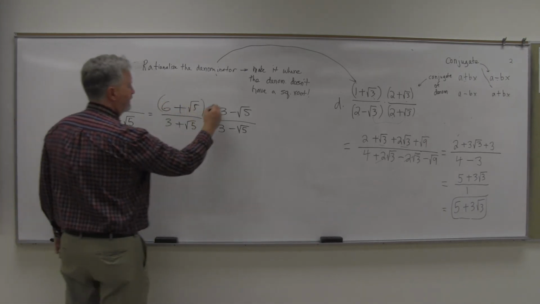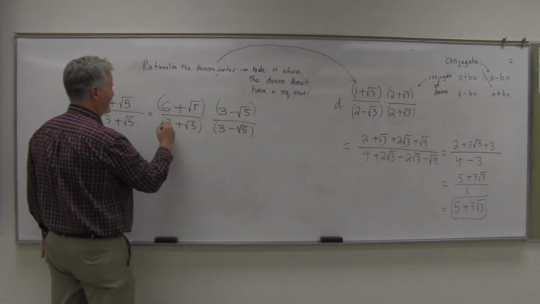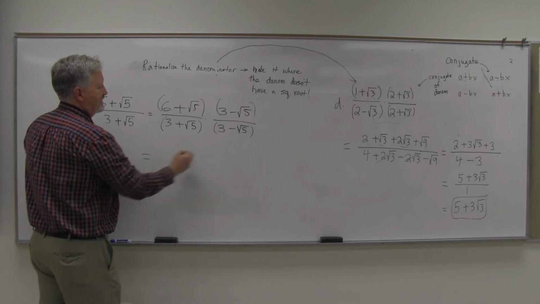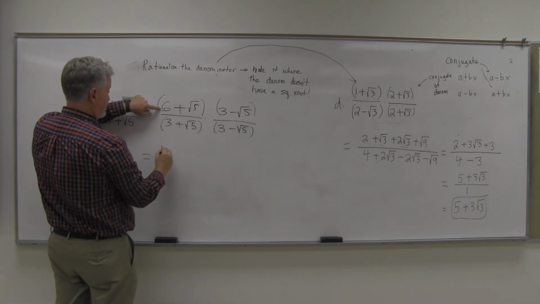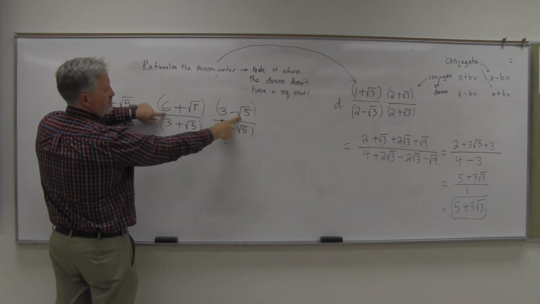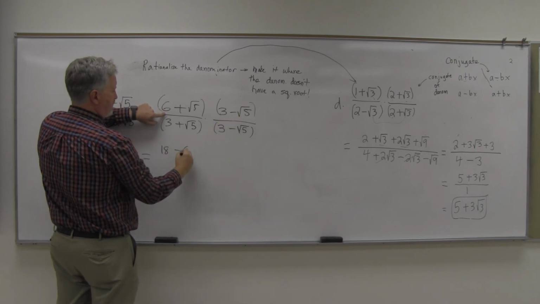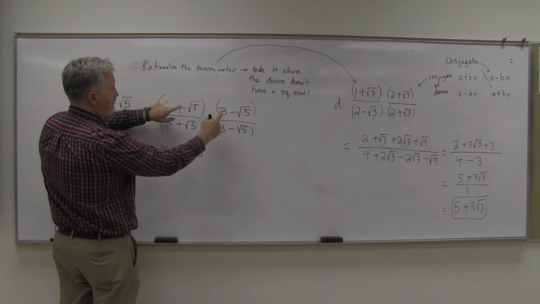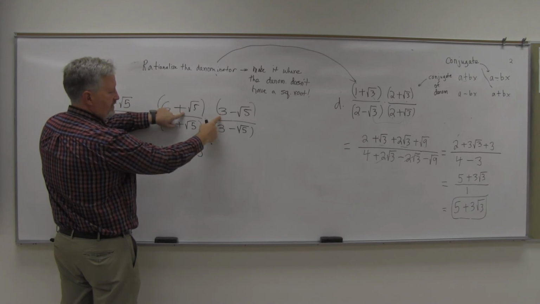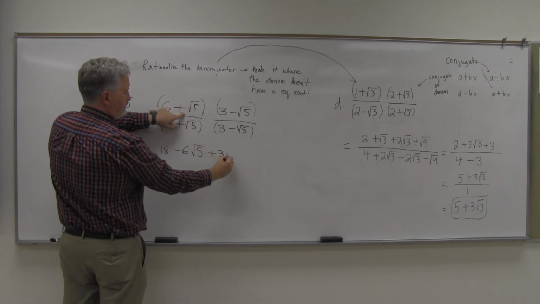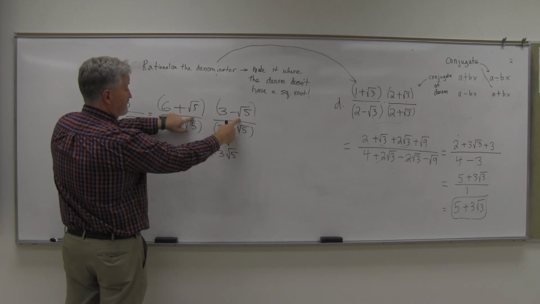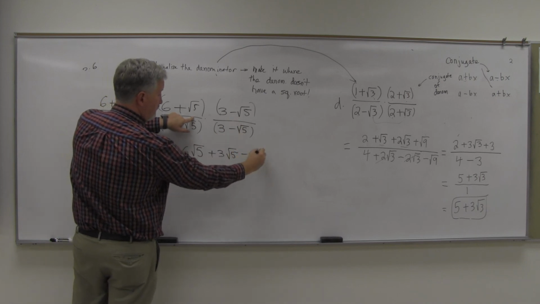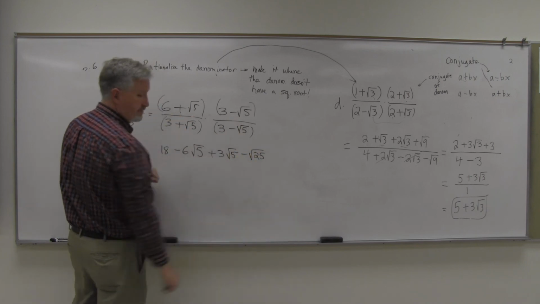All right, so let's FOIL once again all that out, see what happens. So the top one, FOIL it out, 6 times 3 is 18. 6 times minus square root of 5 is minus 6 square root of 5. Square root of 5 times 3 is 3 square root of 5, which you can't really combine with those. And then square root of 5 times minus square root of 5 is minus the square root of 25.